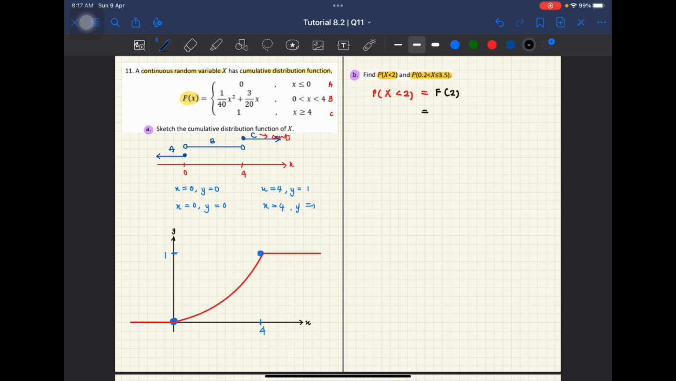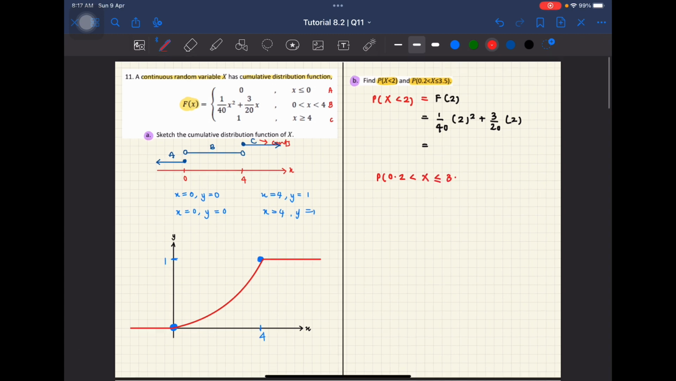Okay, so F(2) is equals to 1 over 40 times 2 squared plus 3 over 20 times 2. Okay, so just press your calculator and you will get the answer. Settle. Okay, so next part soalan minta kita cari probability of 0.2 < X ≤ 3.5.